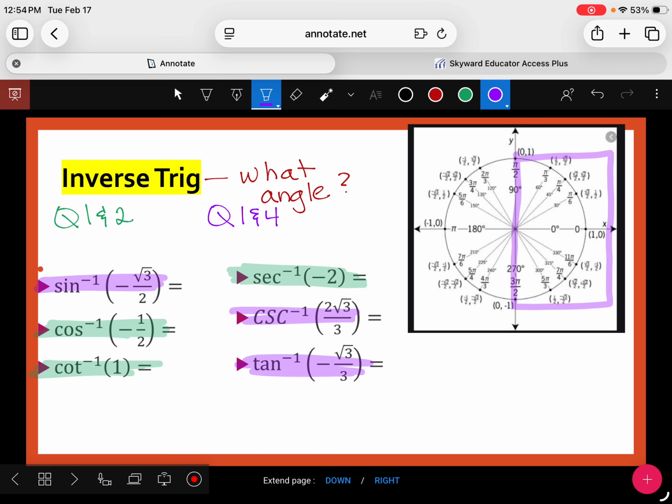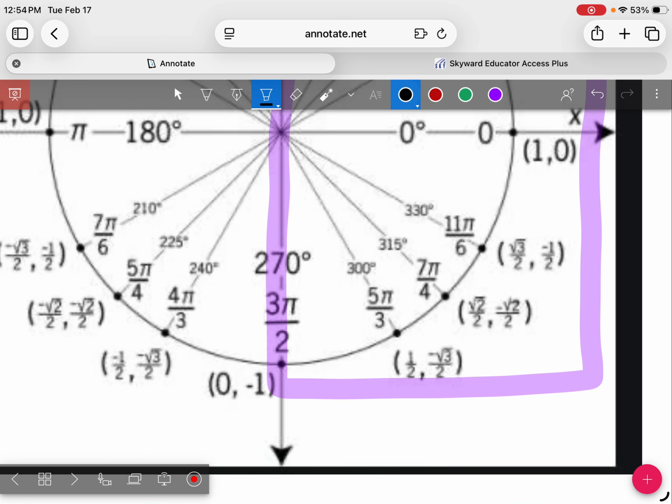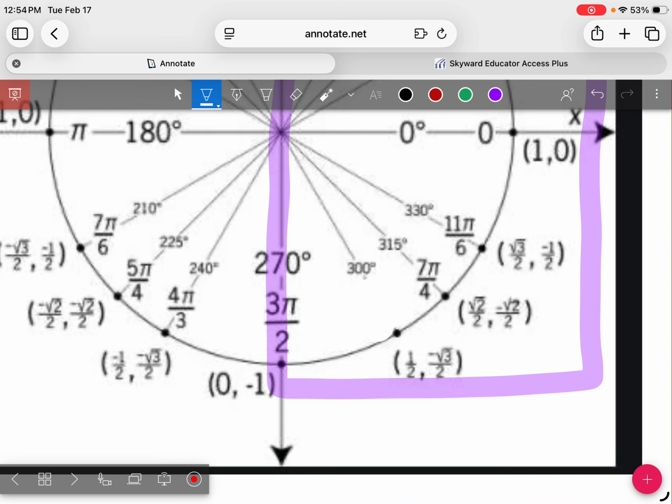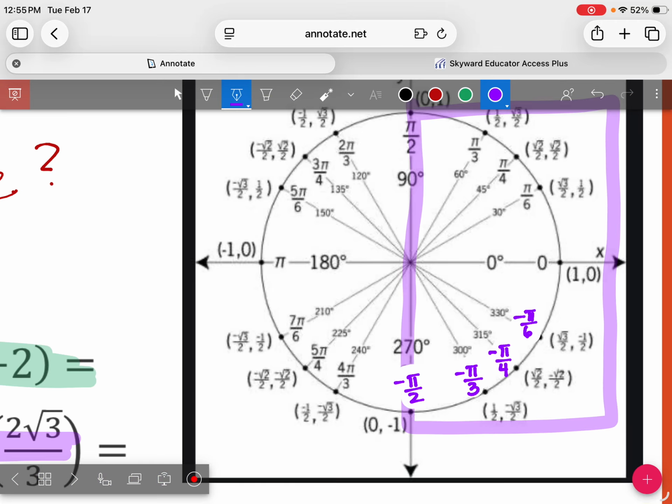What'd you say? It is negative pi over 3. So on your unit circle, remember it's 5 pi, but we don't use 5 pi when we're talking about an inverse. Let me go ahead and switch these. When talking about an inverse, the angles that I'm using are, this would be a negative pi over 6, this would be negative pi over 4, negative pi over 3, negative pi over 2.